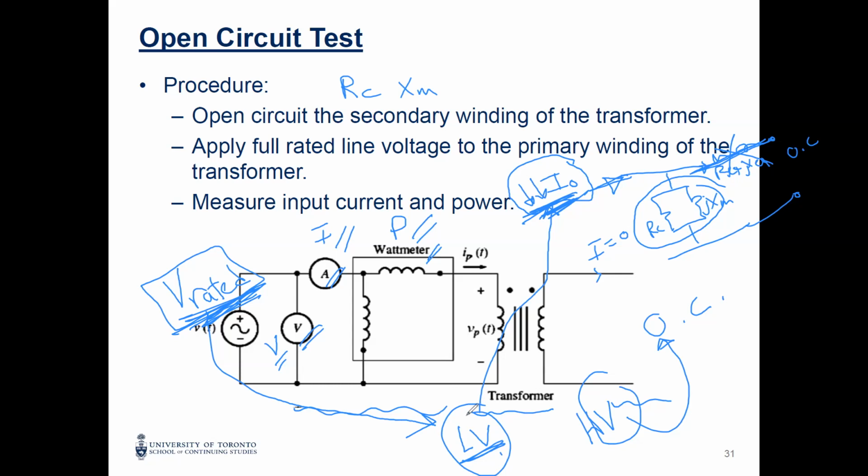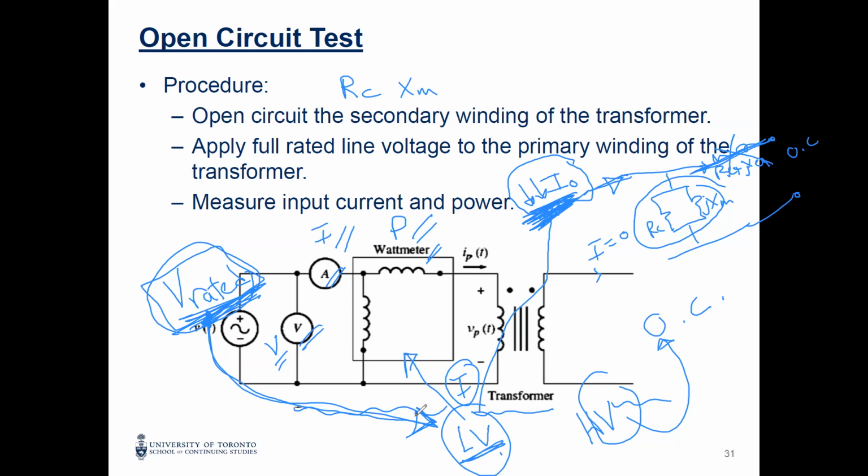So two things. The reason we put the meters on the low voltage side is low current. We need the high current side to be able to see the no load current, which is low. During this test, we go to the rated voltage, so we need to reach it, and it will be much easier on the low voltage side compared to the high voltage side.